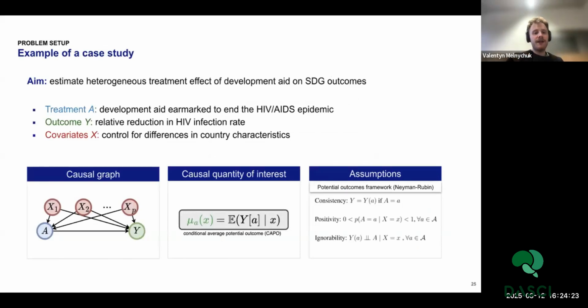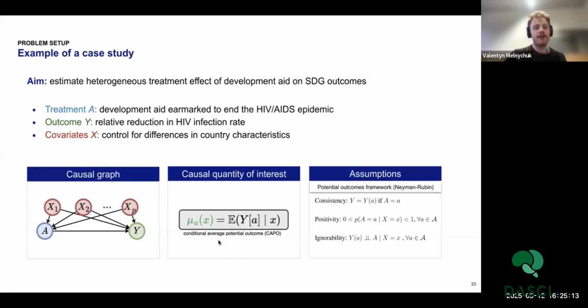And here is an example of a case study for this kind of problem setup. So we want to estimate the heterogeneous treatment effect of development aid on the goals of sustainable development. And here we can define the treatment as the amount of development aid. The outcome would be the relative reduction in HIV rate in some country. And covariates could be some characteristics of the countries. And then we record different countries and try to estimate this heterogeneous treatment effect.